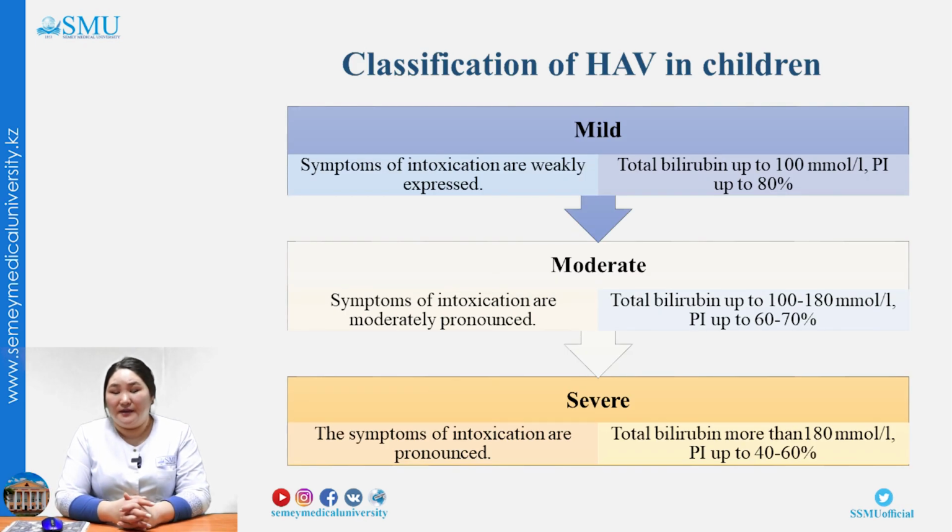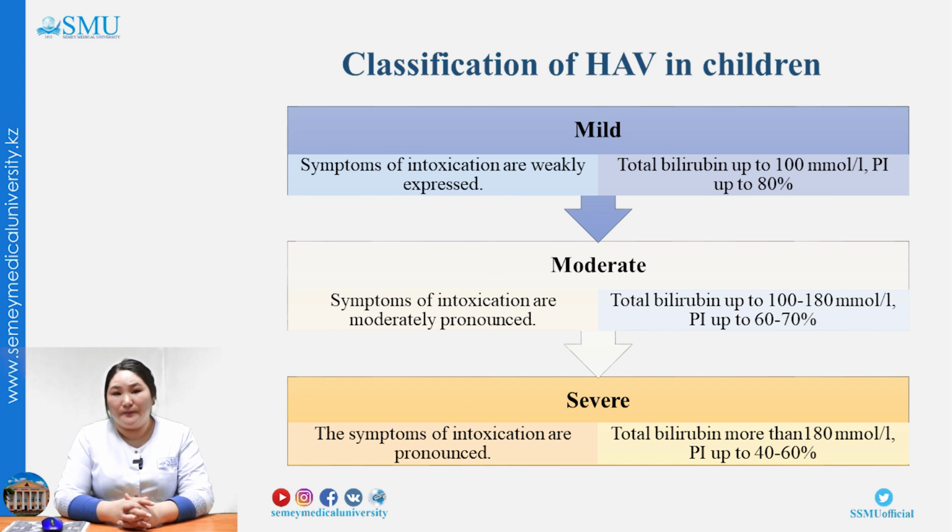Classification of HAV infection. By type, it is divided into typical and atypical. Typical means with jaundice, atypical without jaundice. And HAV infection is always an acute infection. There is no chronic form of this infection. And according to the severity, we divide it into mild, moderate, and severe cases.